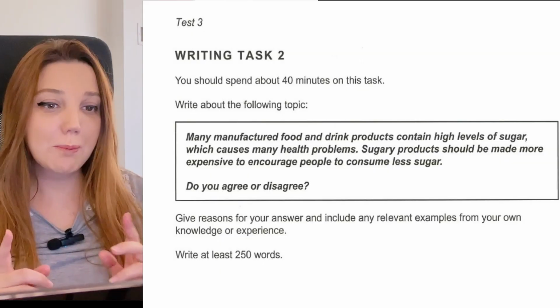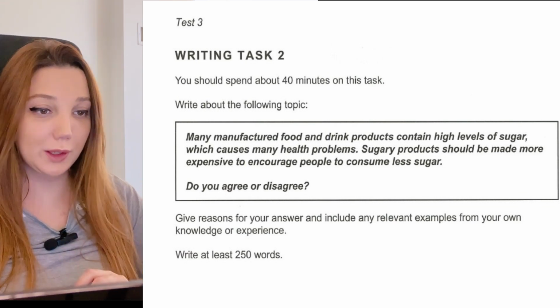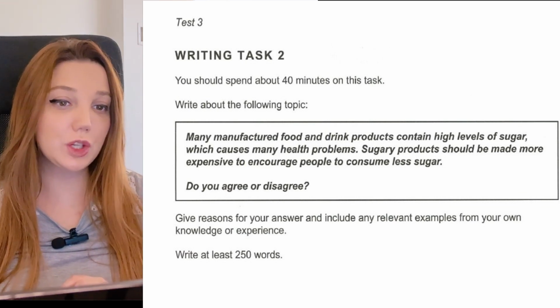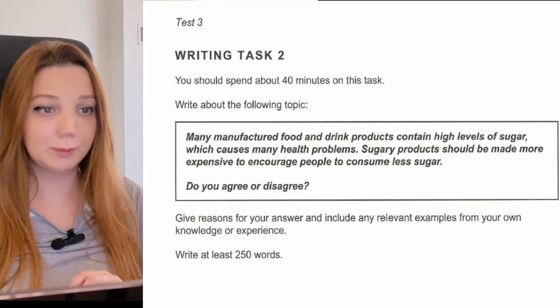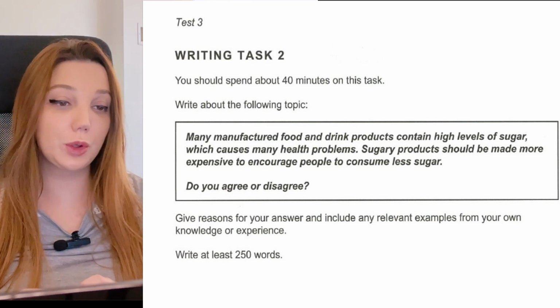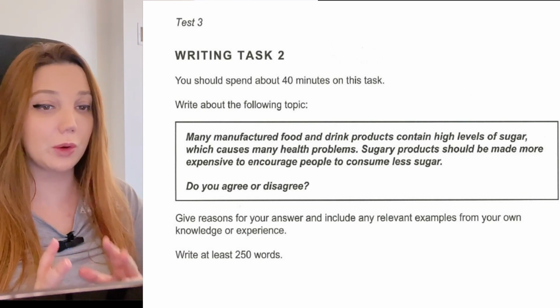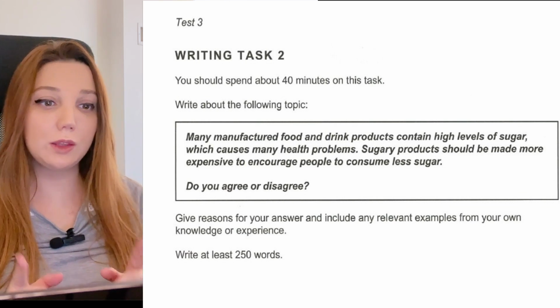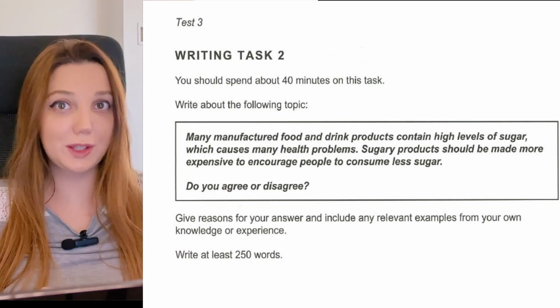So we have: many manufactured food and drink products contain high level of sugar, which causes many health problems. Sugary products should be made more expensive to encourage people to consume less sugar. Do you agree or disagree? If I'm not mistaken, this topic is taken from IELTS Cambridge 16.